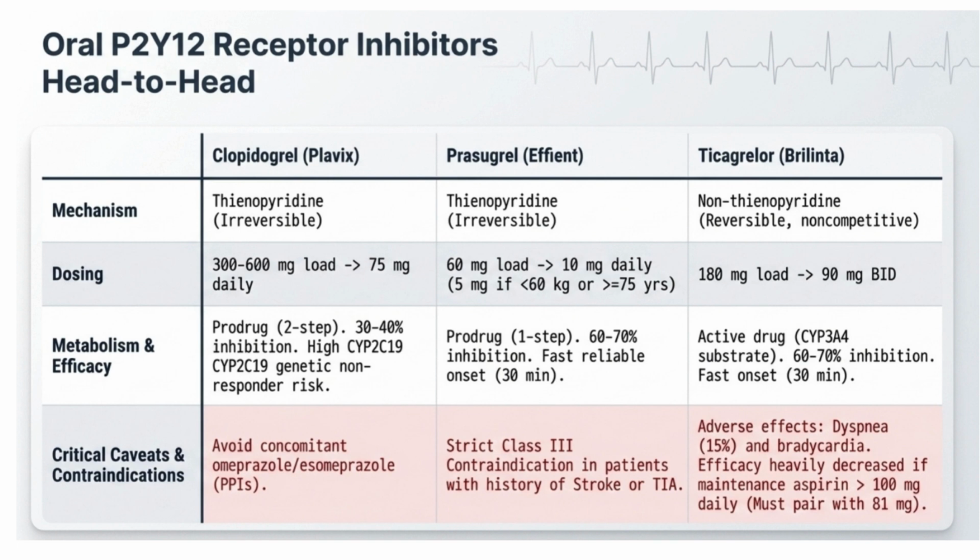Prasugrel is strictly contraindicated in patients with a history of stroke or TIA, with caution if the patient is older than 75 years old. Clopidogrel should be avoided in patients who are poor metabolizers according to CYP2C19, because it's a prodrug and needs CYP2C19 to be activated.